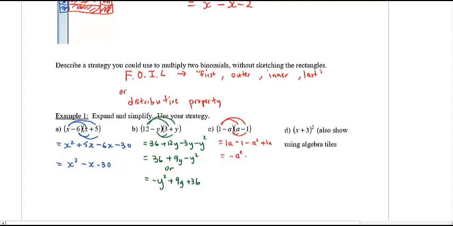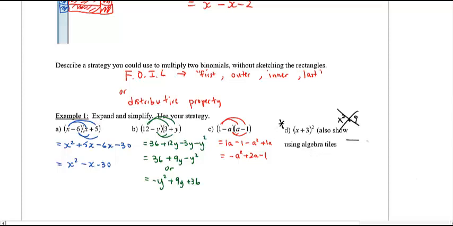Negative a squared plus 2a minus 1. Good. Now the last one, tricky. Please do not say, oh, I'm just going to distribute the square, x squared plus 9. Hold on. First of all, that's not right. And second of all, let me show you why.